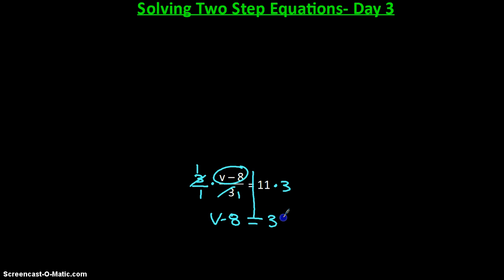I'll evaluate the right-hand side. 11 times 3 is 33. So in this case, I have my 1v. I need to balance it and get it alone, so that means I have to add 8 to both sides. Therefore, v is equal to 41.